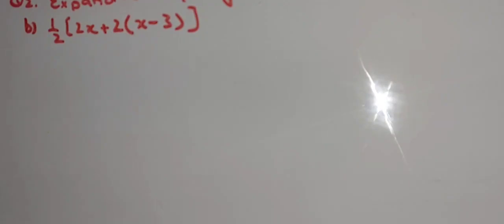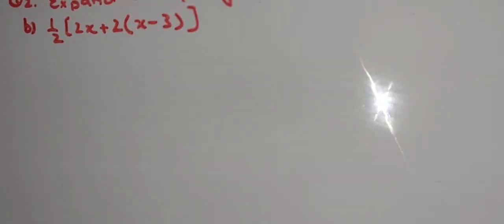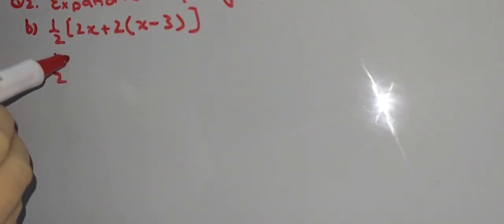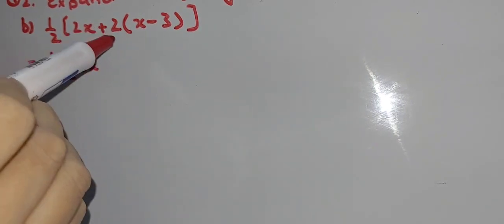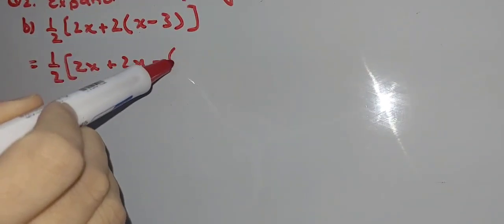Part B is 1 upon 2 bracket 2x plus 2 bracket x minus 3 bracket and big bracket. So first of all we have to solve the smallest bracket. Let's start our solution. 1 upon 2 and then 2x. And you will multiply plus 2 with x, plus 2 with plus x. It will become plus 2x. Then plus 2 with minus 3, plus minus 2 3s are 6.